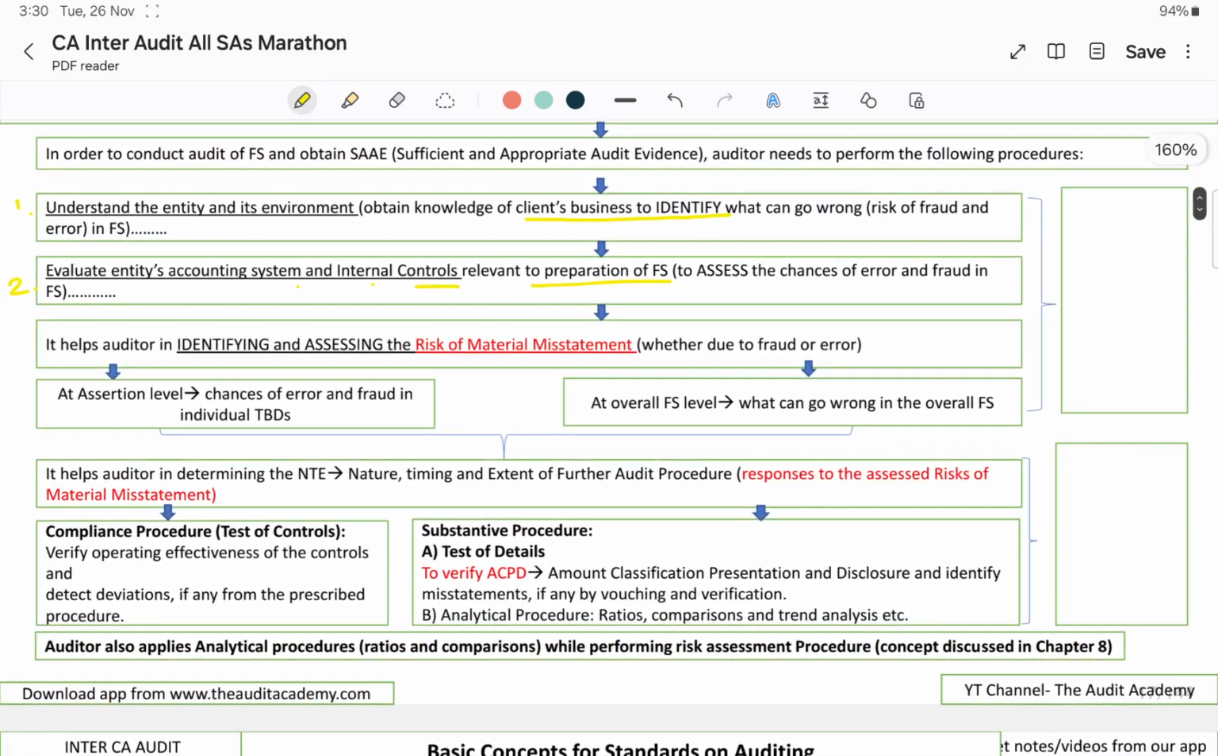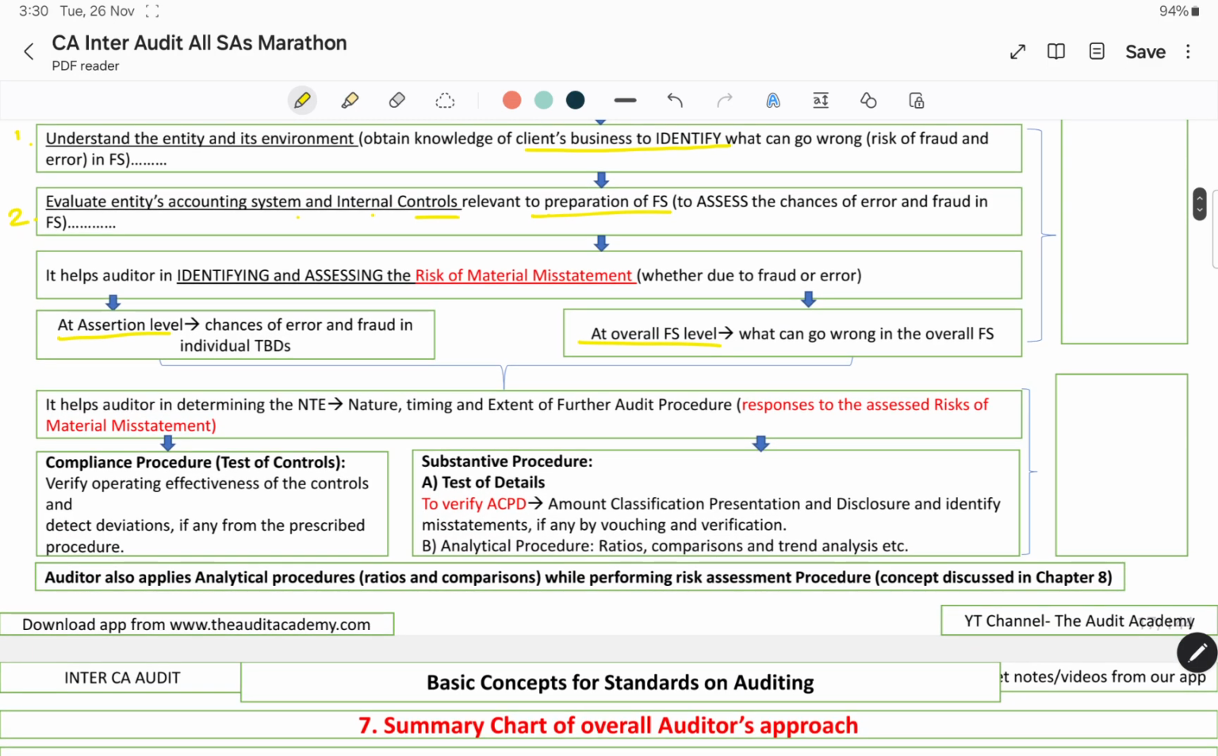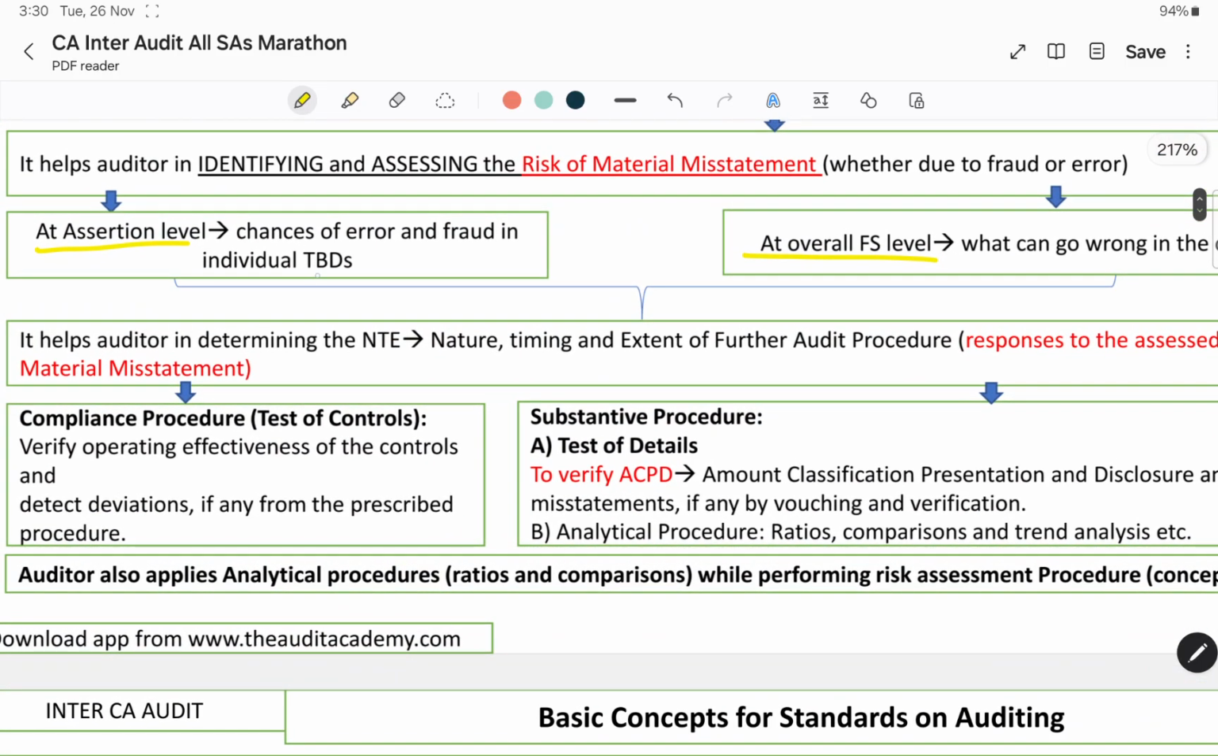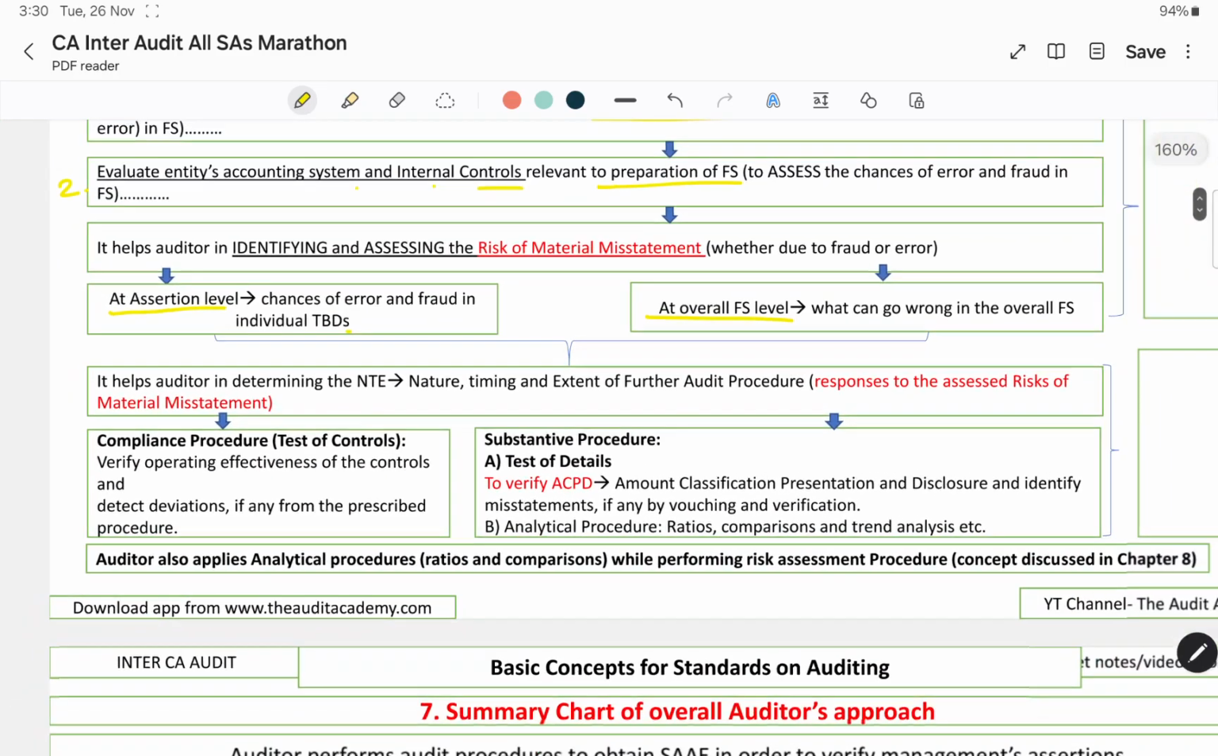Audit procedure helps the auditor in identifying and assessing the risk of material misstatement, whether due to fraud or error, at assertion level and at overall financial level. At overall financial level, auditor procedure helps in identifying and assessing the risk of material misstatement, that is, what can go wrong in overall financial statement. And at assertion level, chances of error and fraud in individual transaction, balance, disclosures.